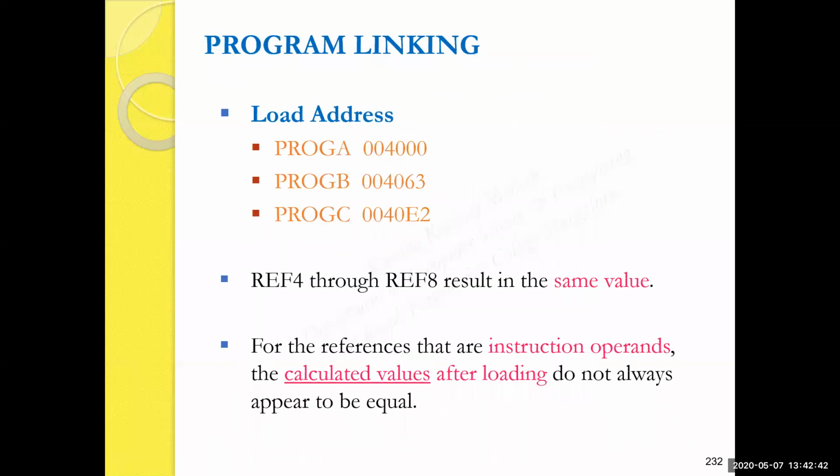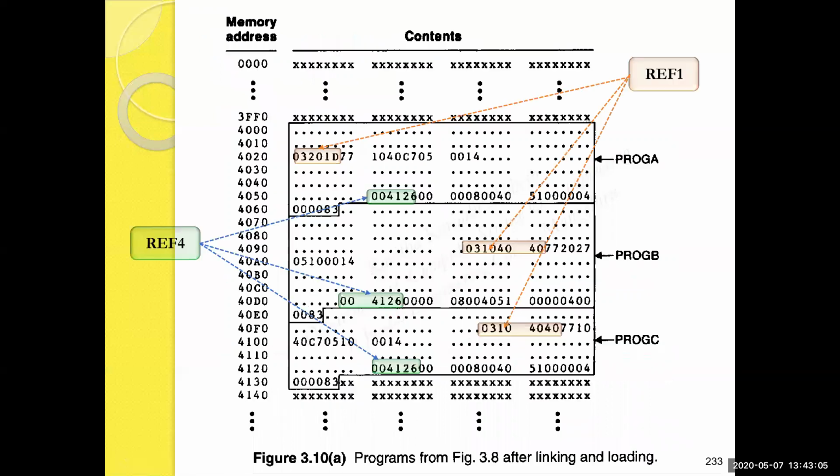You may see that reference 4 through reference 8 will result in the same value, because they are values of data words, while for references 1 to 3, which are instruction operands, the calculated values after loading are not necessarily the same, because in one program it could specify a 4-byte format, while in another it could specify a 3-byte format.